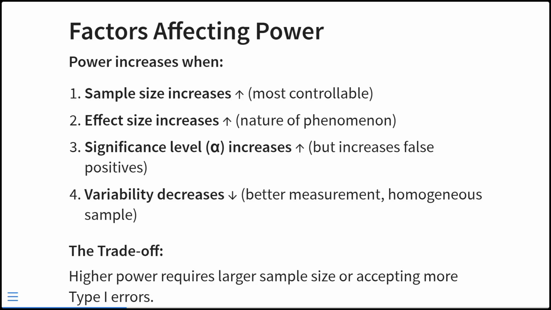The trade-off is that higher power requires a larger sample size or accepting more type 1 errors. You have to choose between accepting more type 1 error by having higher power, because with higher power, your chance of committing type 2 error reduces, but that of type 1 error increases.